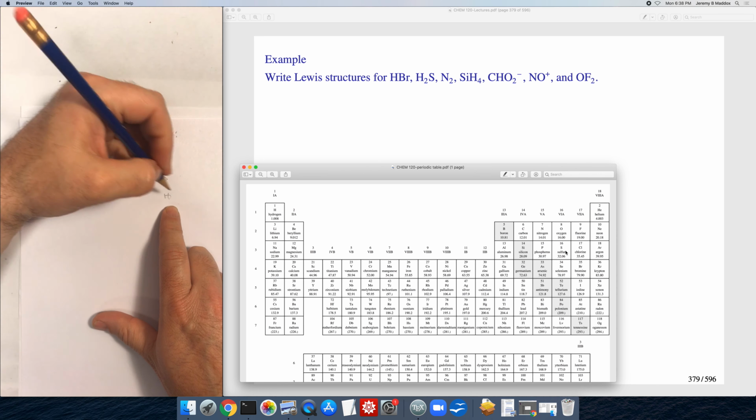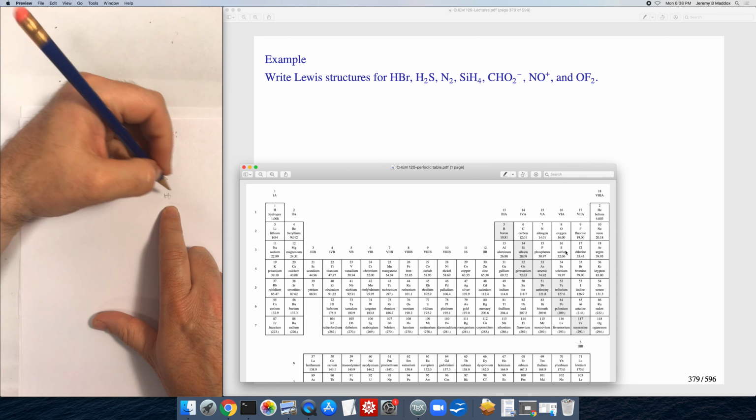For diatomic nitrogen, each nitrogen atom has 1, 2, 3, 4, 5 valence electrons. Okay, so we have a total of 10 electrons to deal with. It's homonuclear. Okay, so the skeleton structure is pretty easy to pick out. Okay, we're going to put a bond there. Subtract off 2. Now we've got 8 electrons to fill in. 1, 2, 3, 4. Let's make it symmetric. 5, 6, 7, 8. We notice that neither nitrogen has an octet. Okay, so we've accounted for all of the electrons, but neither atom has an octet.